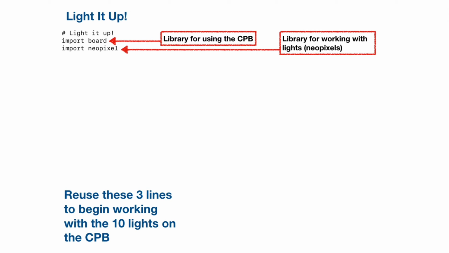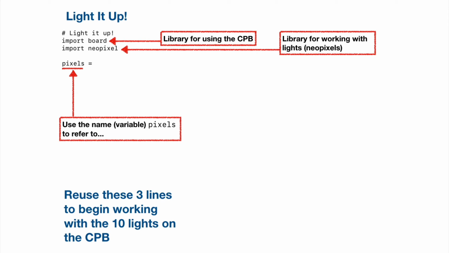Now the next line we type in is pixels space equals space. Now pixels is just the name we're going to use to refer to our lights. We could call our lights anything. We could give them the name Jennifer or Lady McLightface, but pixels is a pretty good name because the lights are called NeoPixels, and you'll see lots of example programs that use pixels to refer to the lights on the CPB. Now this name pixels is also what programmers call a variable. They call them variables because we can vary or make changes to whatever pixels is pointing to, and we'll see how we do that later on when we change the colors of the lights.